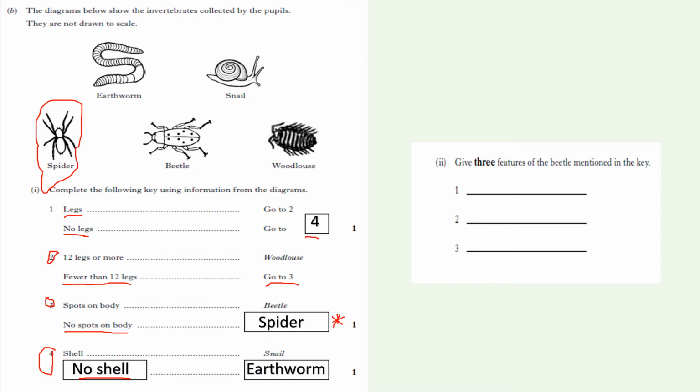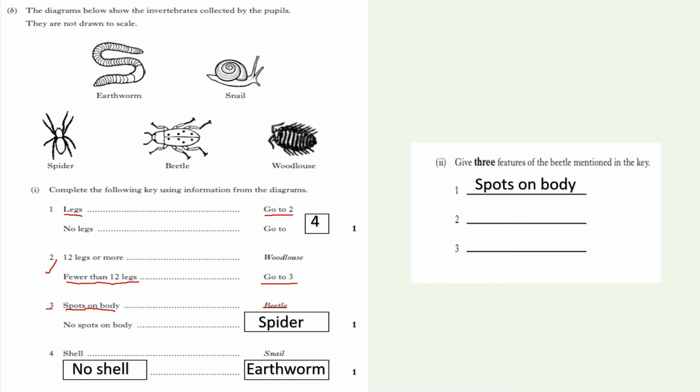So the other part of the question says give 3 features of the beetle mentioned in the key. So to do that, we need to go to the beetle, which is here, and then it says it's got spots on its body, so that would be 1 feature. And then it says go to 3, and then it's got fewer than 12 legs, so that would be another feature of it. And then you've got to go to 2, so go to 2 would be that it has legs. So its 3 features would be that it's got spots on its body, it's got fewer than 12 legs, and it's got jointed legs. So well done if you managed to get that correct. If not, then you need to go back and watch the last video again.